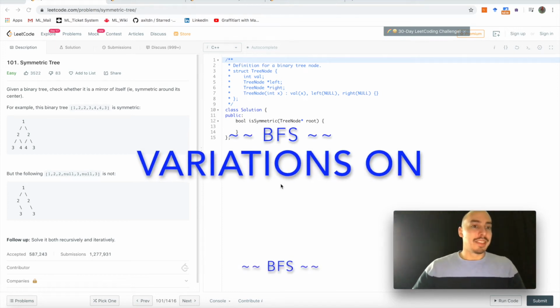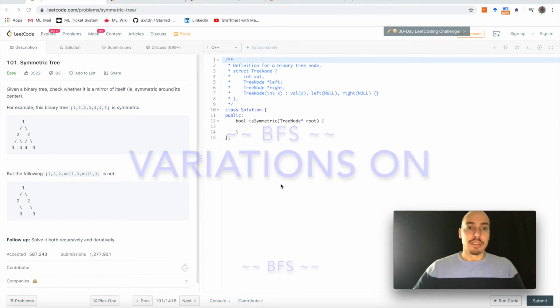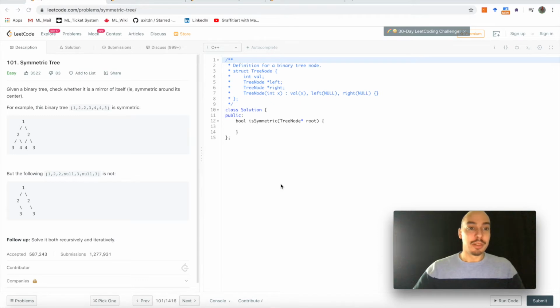Okay, let's have a look at the variations. That means the problems that we are looking at today. A couple of problems all pertaining to the underlying theme that they can be tackled using a breadth-first search approach. Let's have a look at the first problem called symmetric tree.